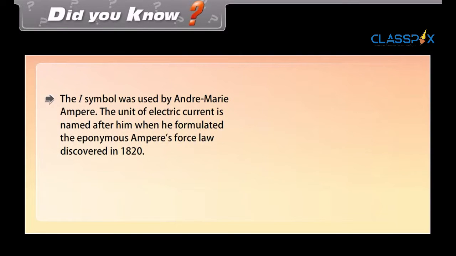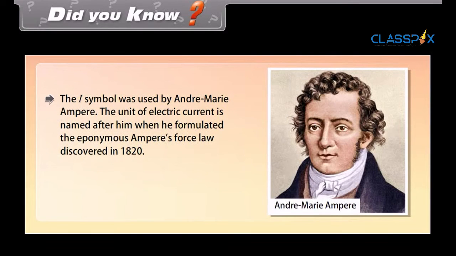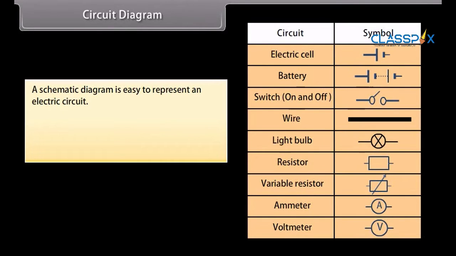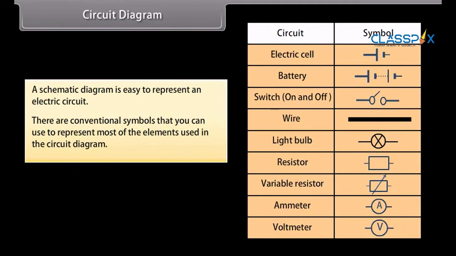Did you know? The I symbol was used by André Marie Ampère. The unit of electric current is named after him, when he formulated the eponymous Ampere's force law discovered in 1820. Circuit diagram. A schematic diagram is an easy way to represent an electric circuit. There are conventional symbols that you can use to represent most of the elements used in the circuit diagram. The symbols are shown.